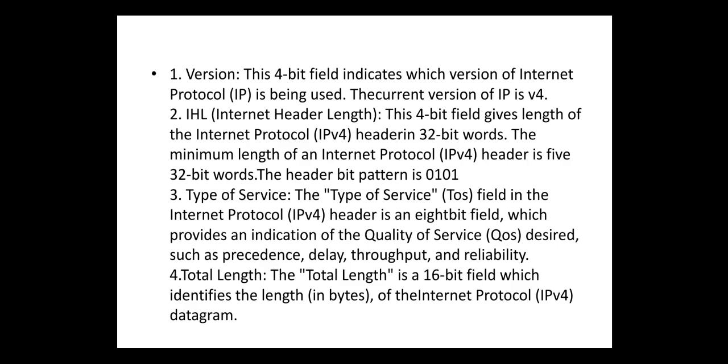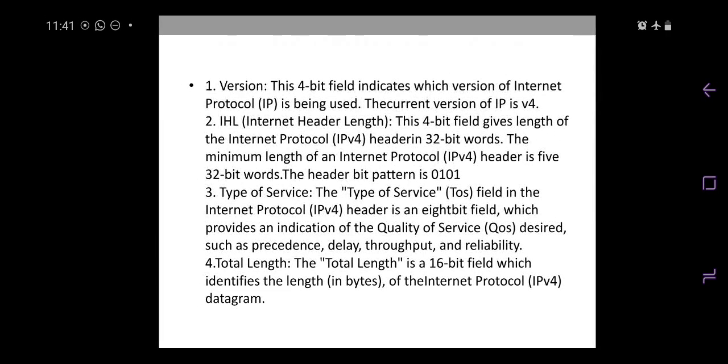Next, type of service. This field in the internet protocol header is an 8-bit field which provides an indication of quality of service desired, such as precedence, delay, throughput and reliability. Next one is the total length. It is a 16-bit field which identifies the length in bytes of the internet protocol version 4 datagram.